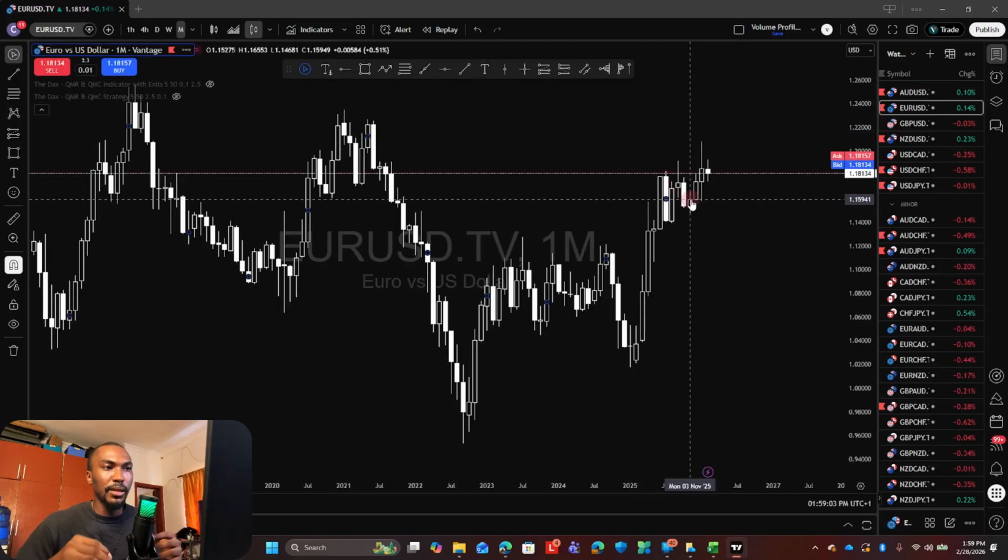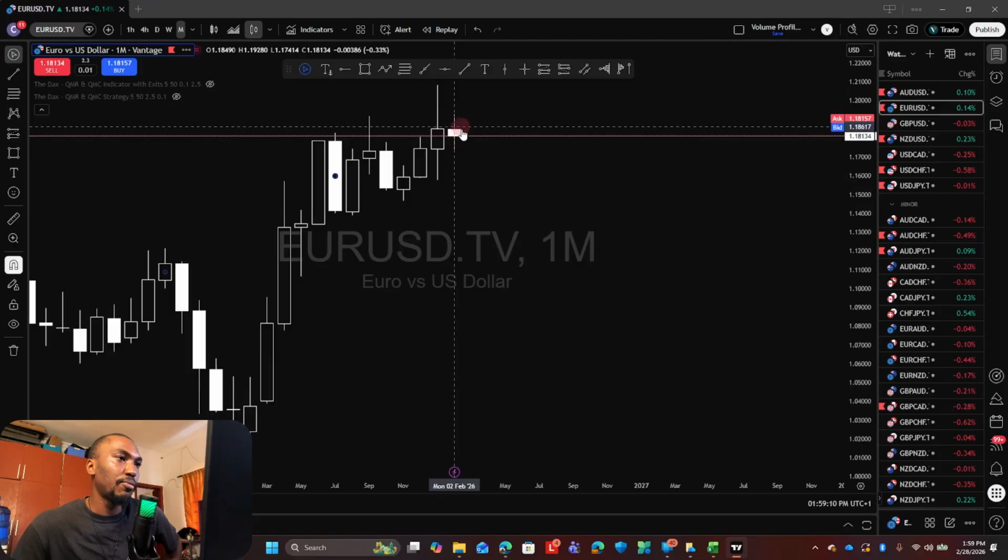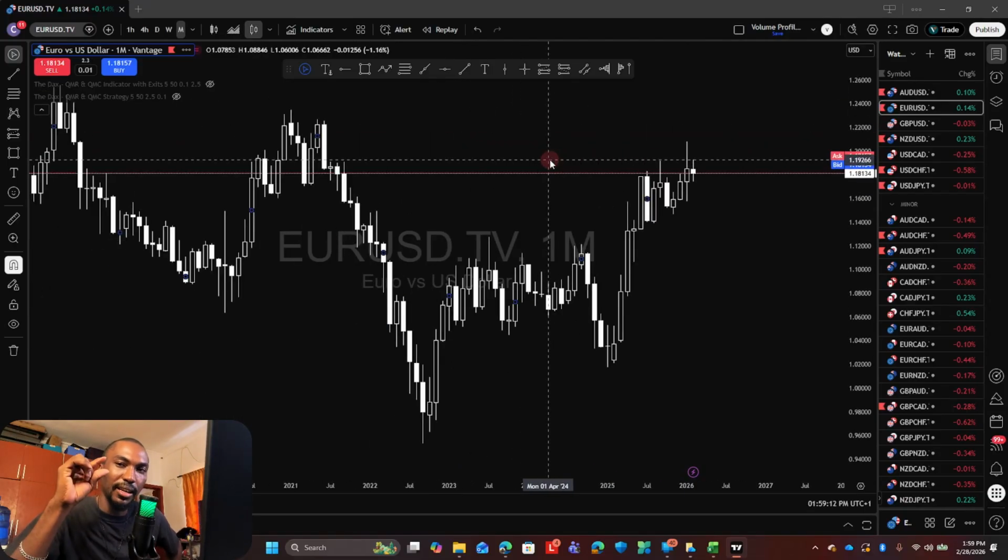You can see it's not been a very good move. It's not far away from the start of the month. Zoom in here: that's the open, that's the close. Just a very tiny drop. Very tiny drop, euro against the dollar.